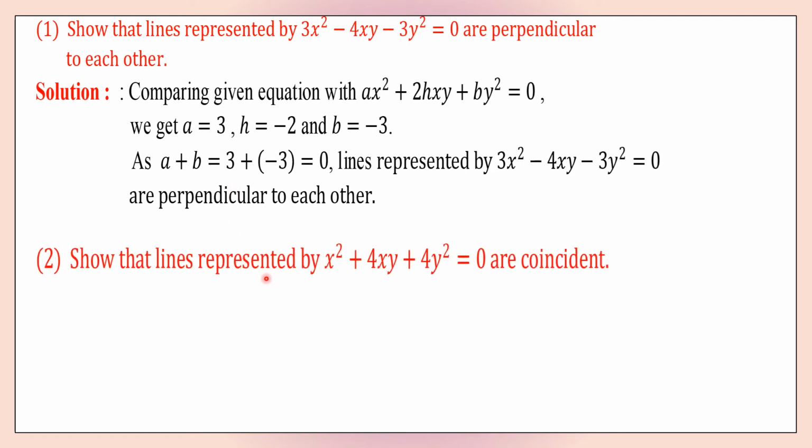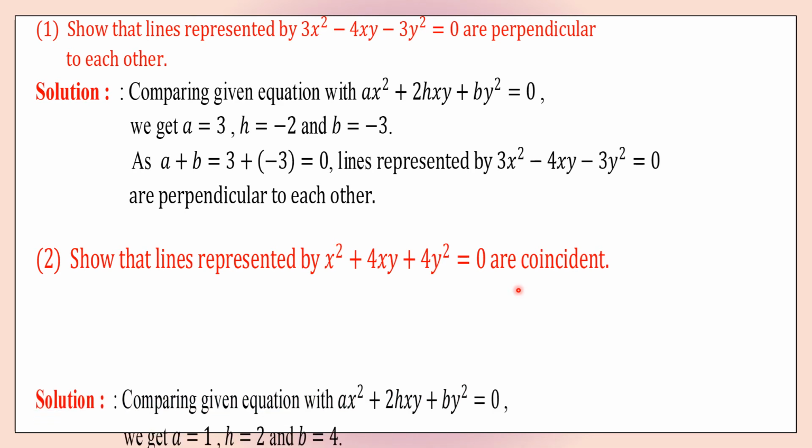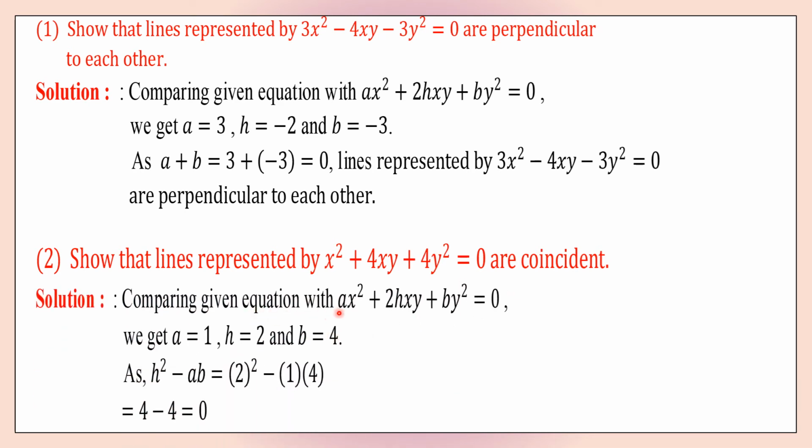Second, show that the lines represented by x square plus 4xy plus 4y square equal to 0 are coincident. We know that these two lines are coincident if h square equals ab. Then comparing with the standard equation, find a, h, b and putting these values in the condition, we show that the lines are coincident. Solution. Comparing the given equation with ax square plus 2hxy plus by square equal to 0, here a equals 1, the coefficient of x square. Then 2h equals 4, the coefficient of xy, therefore h equals 2 and b equals 4.